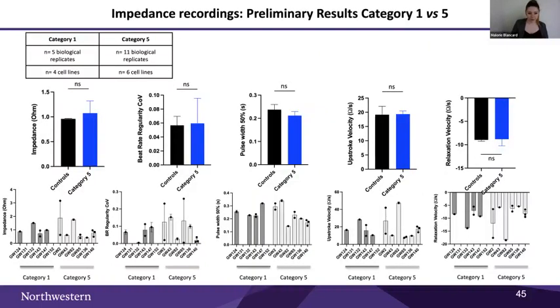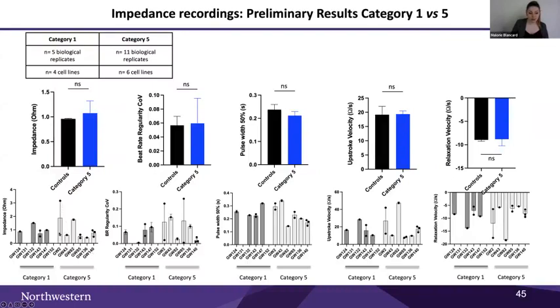And then for the impedance on the Flexcyte, I do not have a significant difference in the impedance, beat rate, regularity, pulse width, upstroke velocity, and relaxation. It makes the slide a little bit crazy, but I just wanted to show you. Here are all the traces for my 6 controls, and here the 6 patients. It was just to show you the variability.